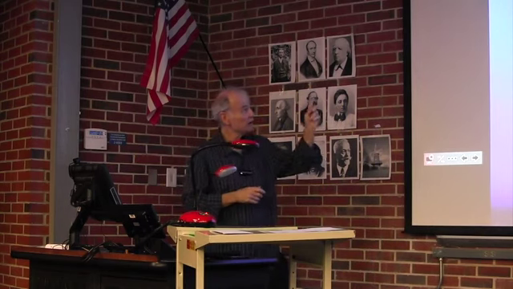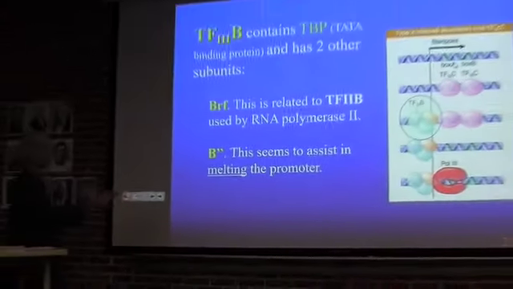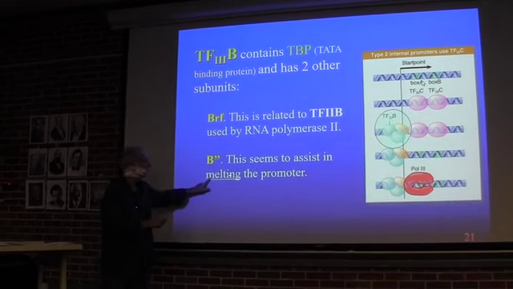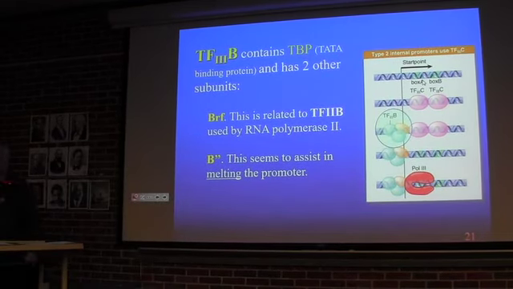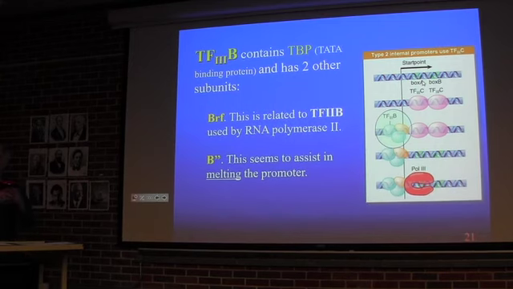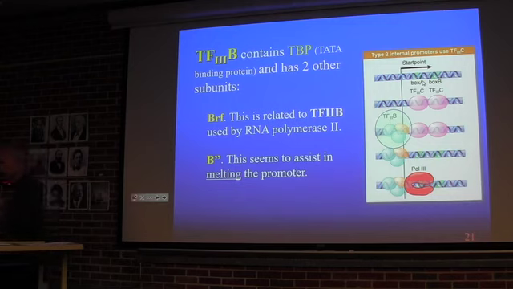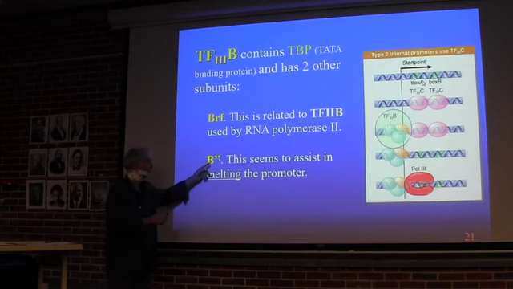So BRF is there in TF3B, which is the important one. And also B double prime, it seems to assist in melting the promoters. It's like a sigma function. So you don't have a true designated basal transcription factor that does melting like you do with Pol II, but that melting seems to be facilitated by B double prime.